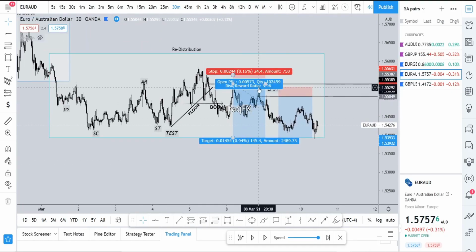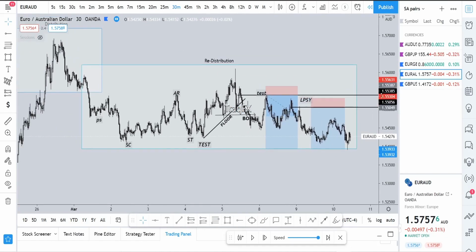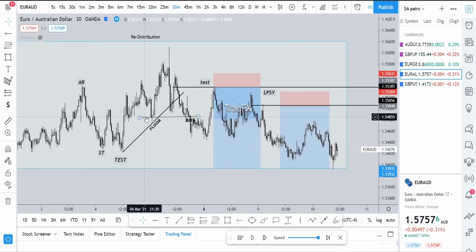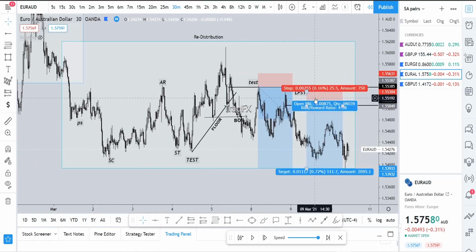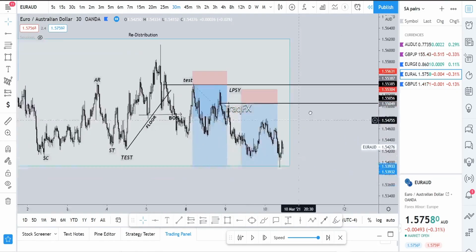So understand how after all of this schematic is played out, we can see that the test and LPSY is where we entered. These were the ideal areas to enter and the only areas we entered. Why? Because we needed to see our two confirmations before we decided to enter this trade. And that allowed us to get clean institutional candle entries that have been mitigated, tapped right into before going lower.